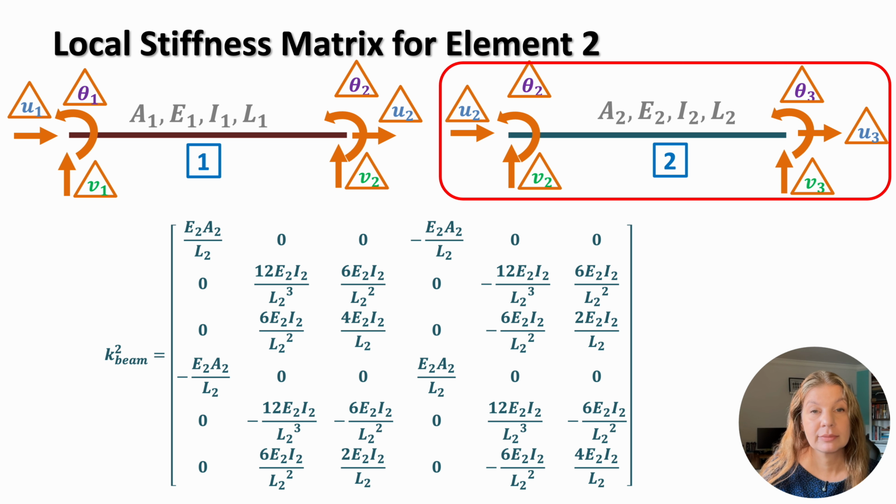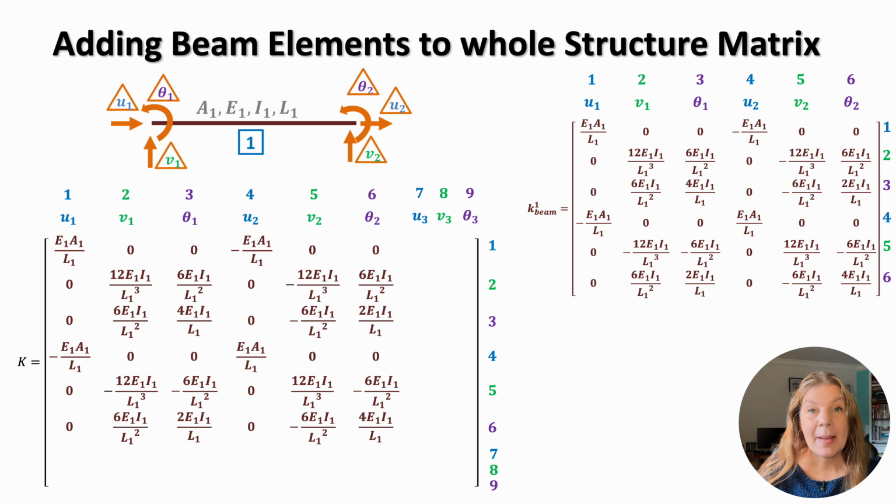matrix for the structure. We start the assembly by mapping element 1's local stiffness matrix to the global stiffness matrix K. First, we fix a clear global degree of freedom numbering. For each node, we list the degrees of freedom in their order, U, V, theta. With 3 nodes, this gives 9 degrees of freedom and a 9 by 9 matrix.